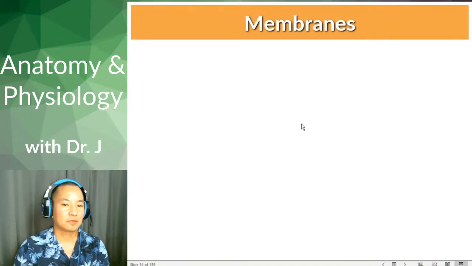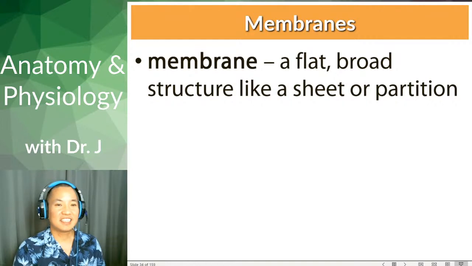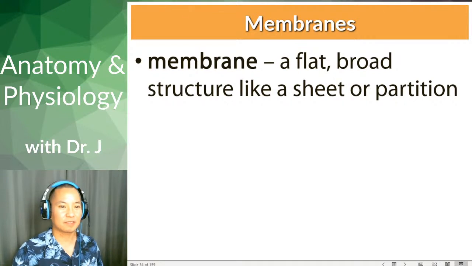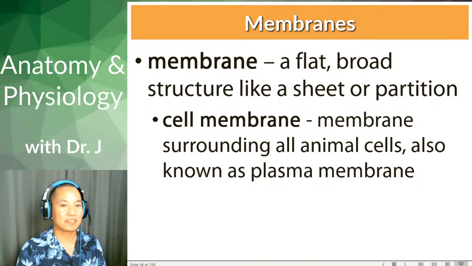So what is a membrane? What is this membrane word I'm talking about? A membrane in general is a flat, broad structure, just like a bed sheet or something. It's something that's flat, very broad, very wide. Now, this is also where you have to be careful, and I'll try to be as precise as possible. Today I'm talking about the cell membrane. This is the membrane that surrounds all your cells, also known as your plasma membrane.